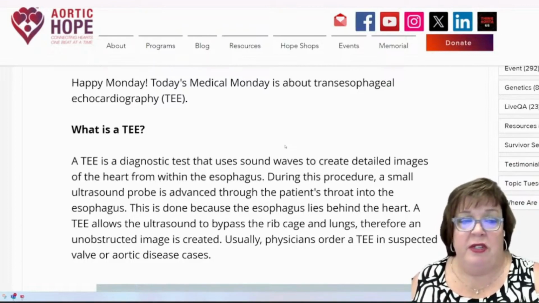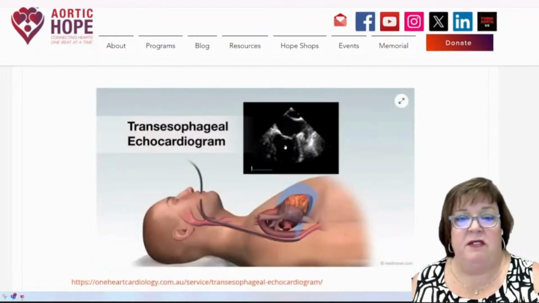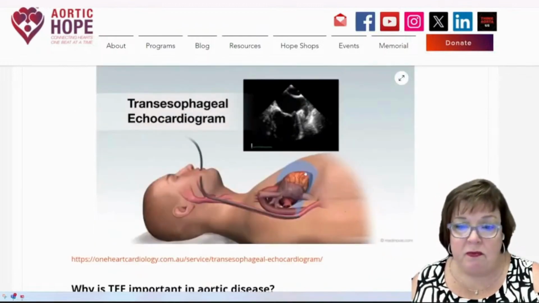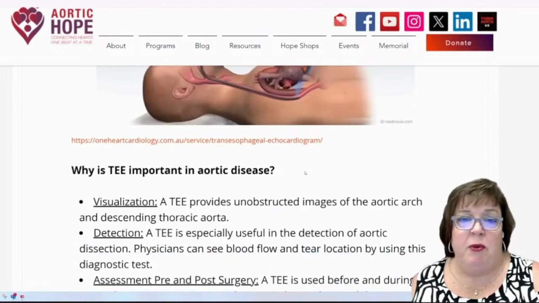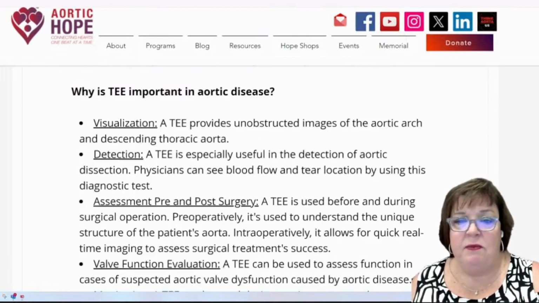Usually, physicians order a TEE in suspected valve or aortic disease cases. And below, you can see what a TEE is and the patient going through it. Why is a TEE important in aortic disease? Visualization. A TEE provides unobstructed images of the aortic arch and descending thoracic aorta. Detection. A TEE is especially useful in the detection of aortic dissection. Physicians can see blood flow and tear location by using this diagnostic test.